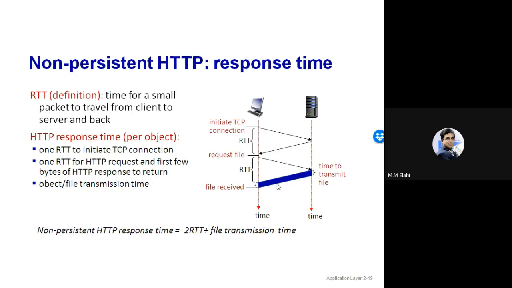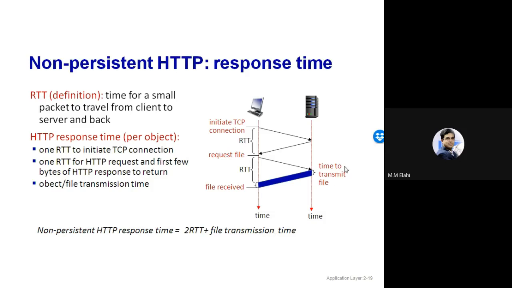See the thickness. The thickness here indicates the time to transmit the file. Can you see here? Yes, sir. So the larger the file, the thicker it will be. When we convert this to a numerical point of view, we can say in non-persistent, the HTTP response time for one object will be 2 RTT plus file transmission time, right? Yes, sir. Anybody has any question?